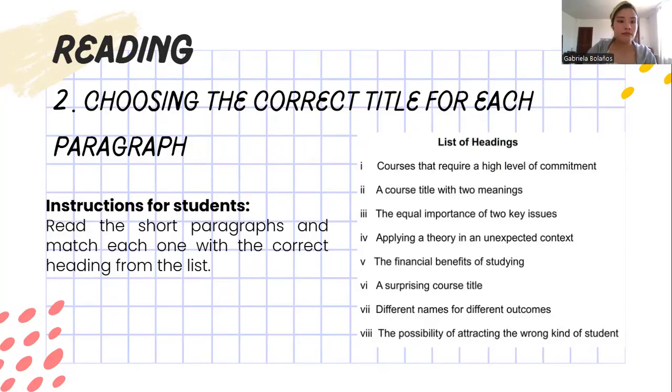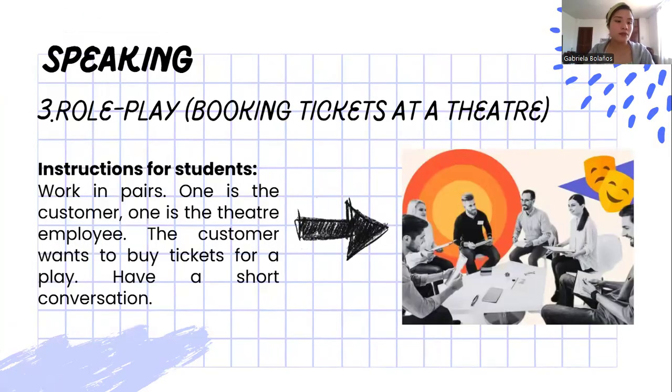And we also have the speaking part, and I chose role play as a technique, and our topic is going to be booking a ticket at a theater. So the instructions will be: please work in pairs. One has to be the customer, the other one has to be the theater employee. The customer wants to buy tickets for a play and have a short conversation.